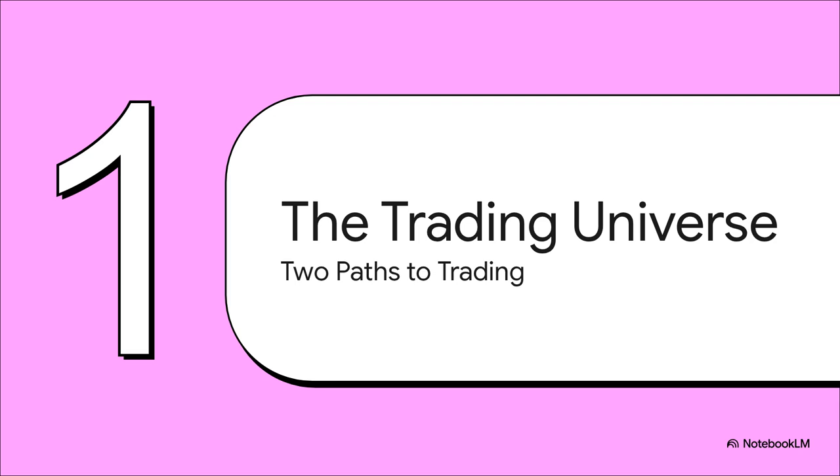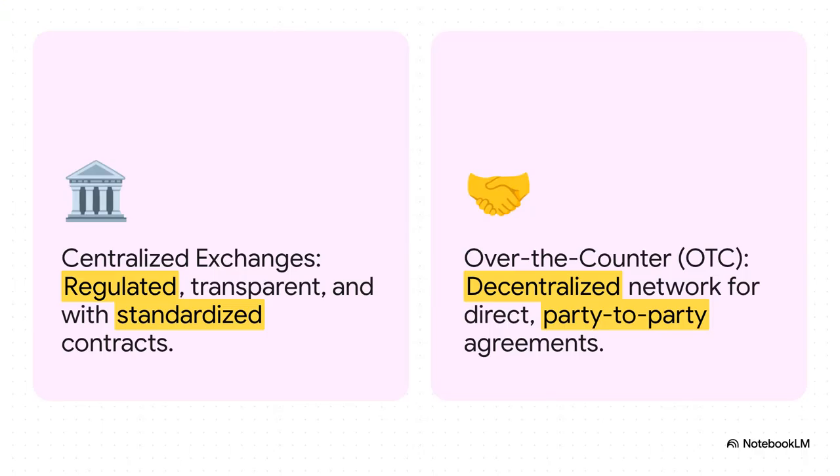To really get a handle on this, it's super helpful to think of it as two totally distinct paths, two completely different ways of doing business. And this slide lays out those two parallel universes perfectly. On one side, you have your centralized exchanges. You can think of these like the New York Stock Exchange, but for currencies. Everything is regulated, transparent, and uses standardized contracts. Then, on the other side, you have the over-the-counter market, or OTC. This is a huge, decentralized network where big players trade directly with each other. Seriously, understanding the split is the key to everything else we're going to talk about.